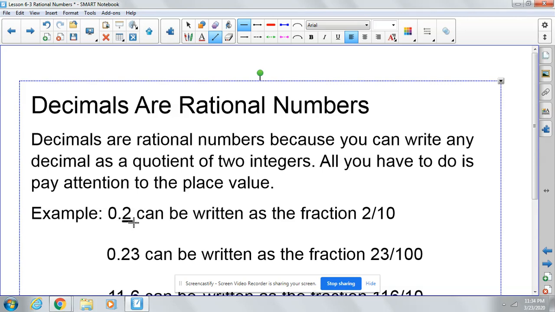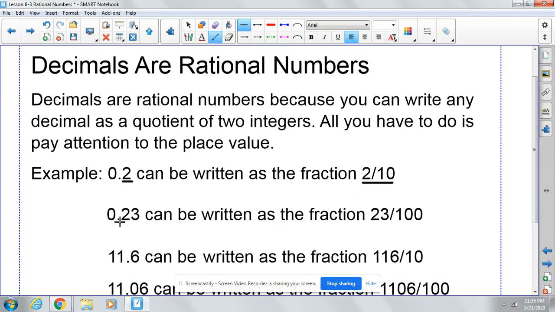The last digit here is a 2, and the 2 is in the tenths place. So your denominator would be a tenth. And your numerator is the number in the decimal. You have a 2 in the tenths place, so you could write it as the fraction 2 tenths.